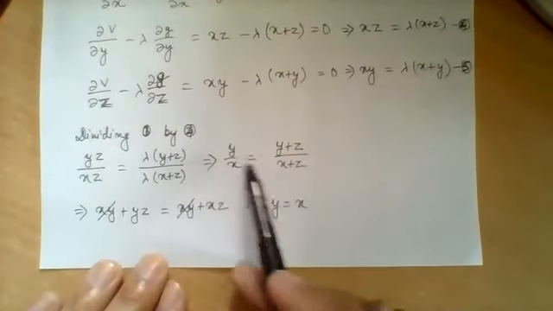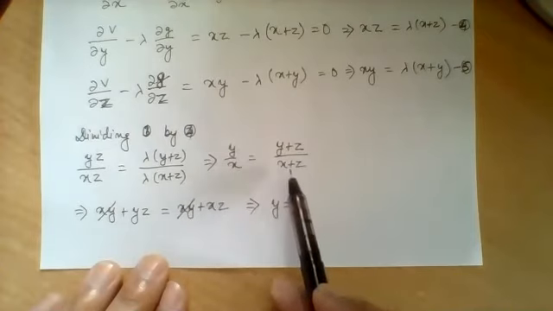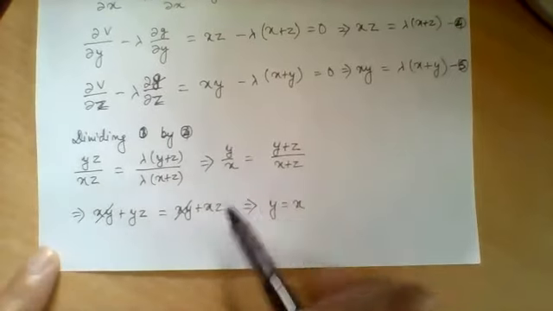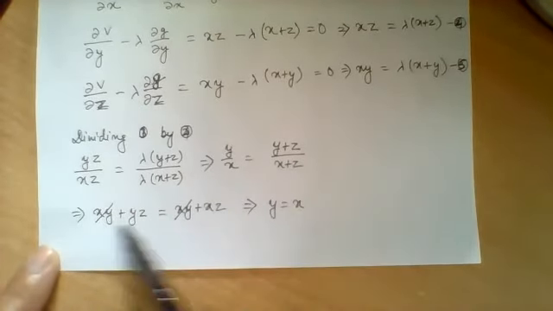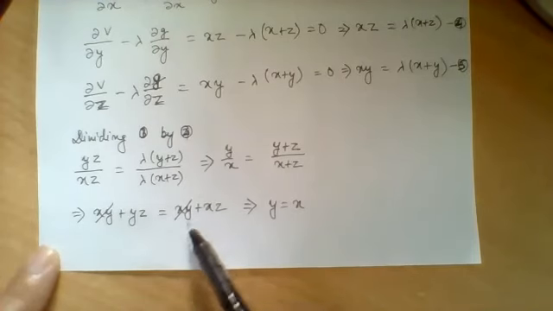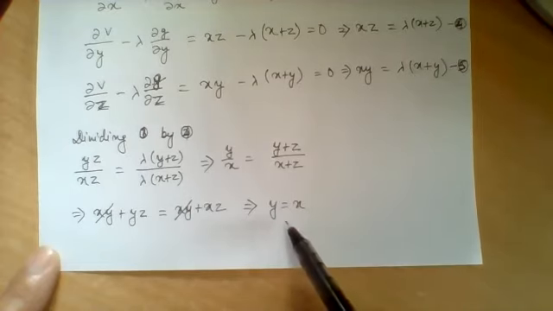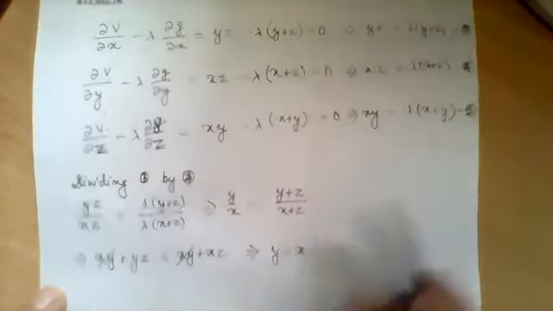Then you cross multiply. So we get xy plus yz equal to xy plus xz. This xy and this xy cancel out. What do we get? Yz equal to xz. Z cancels, so what do you get? Y equal to x.